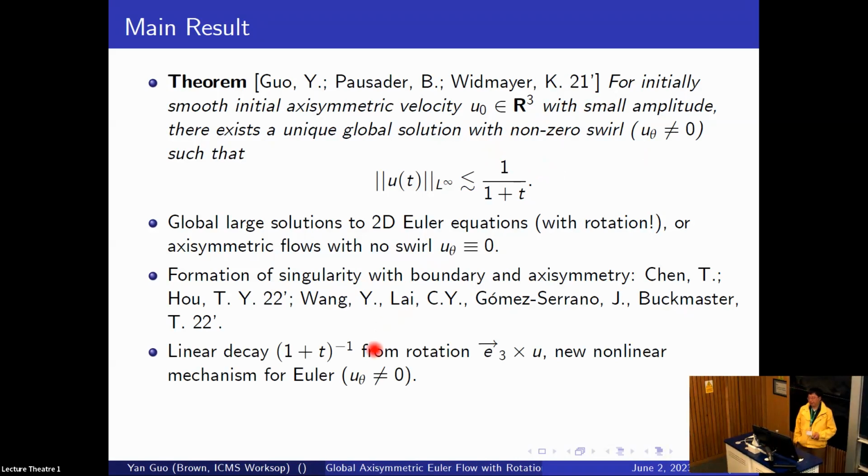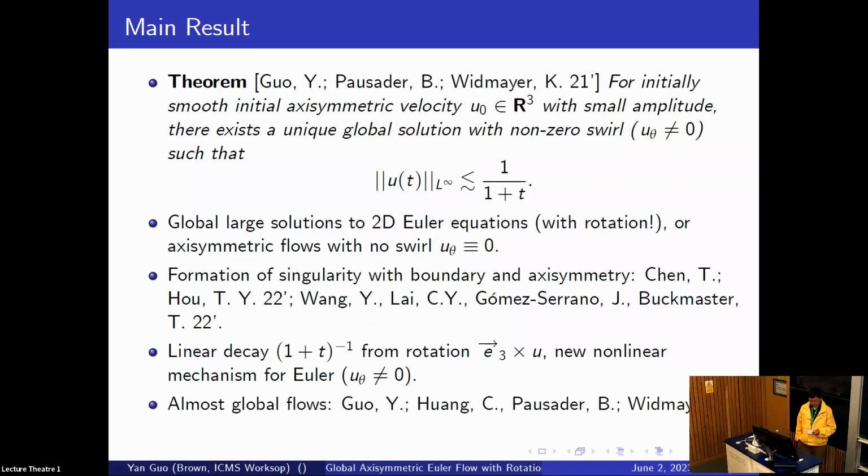Now, once you impose this rotation, as I said, we will create a linear decay rate from such a rotation, and also in the presence of this rotation, u theta equal to 0 is not invariant anymore. Even if you start with u theta equal to 0, you can create u theta that is not 0. So generically, u theta is never 0 when you have the rotation. This work was based on an earlier work about the same problem for constructing almost global flows, done by the three of us and also Trinh and Huang.